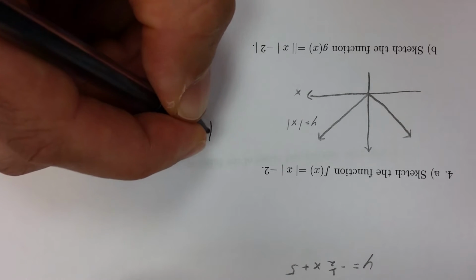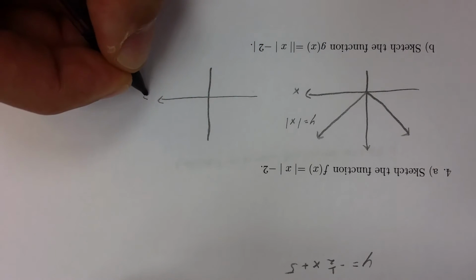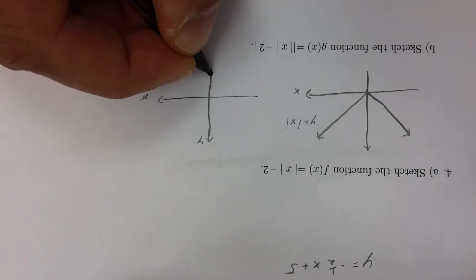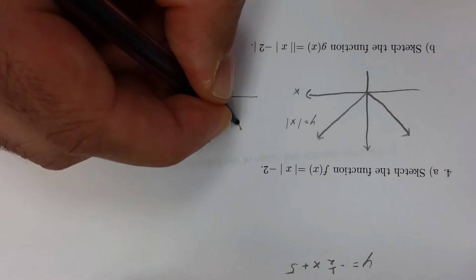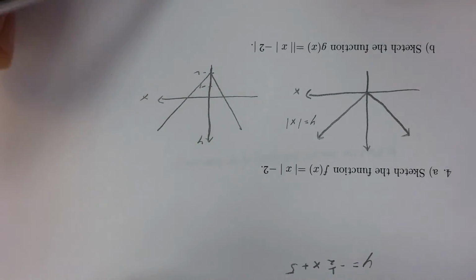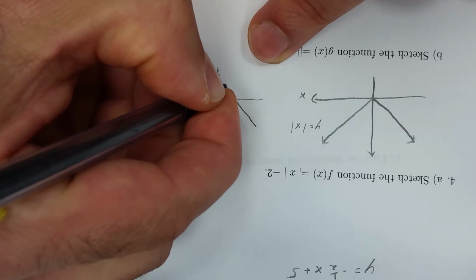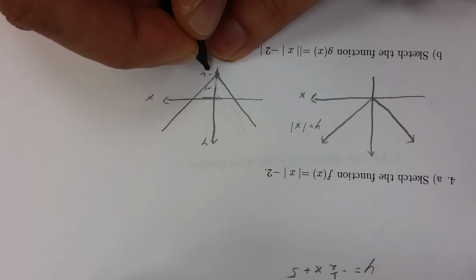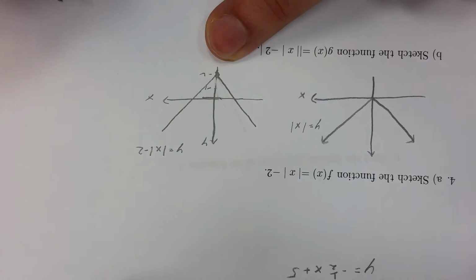Okay, so we shift the whole thing down 2 units. This goes down to minus 1, minus 2, and we draw on our V shape. I think that looks too steep. So we can see it crosses the y-axis at minus 2. This is y equals the absolute value of x minus 2.